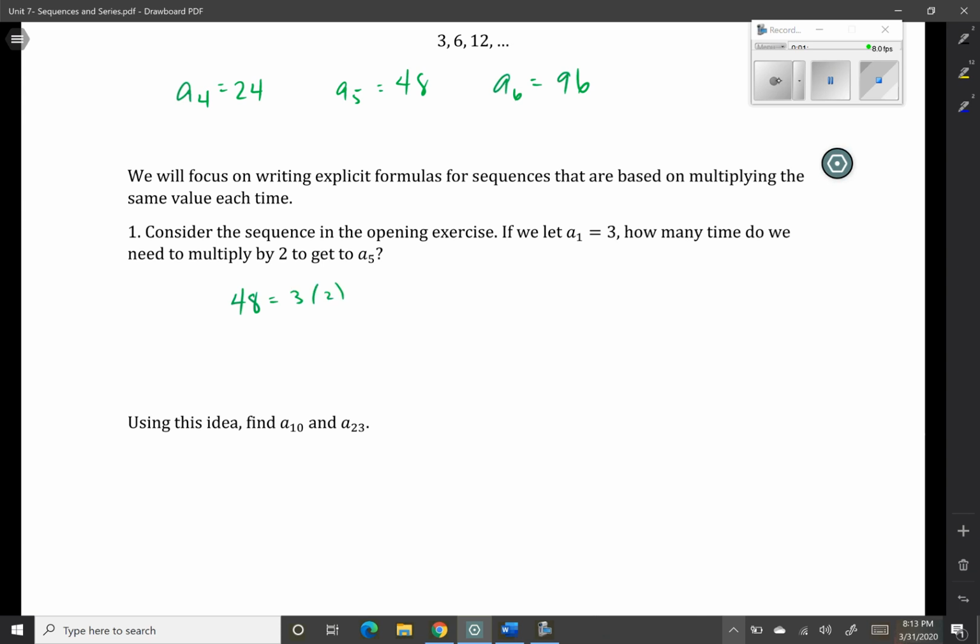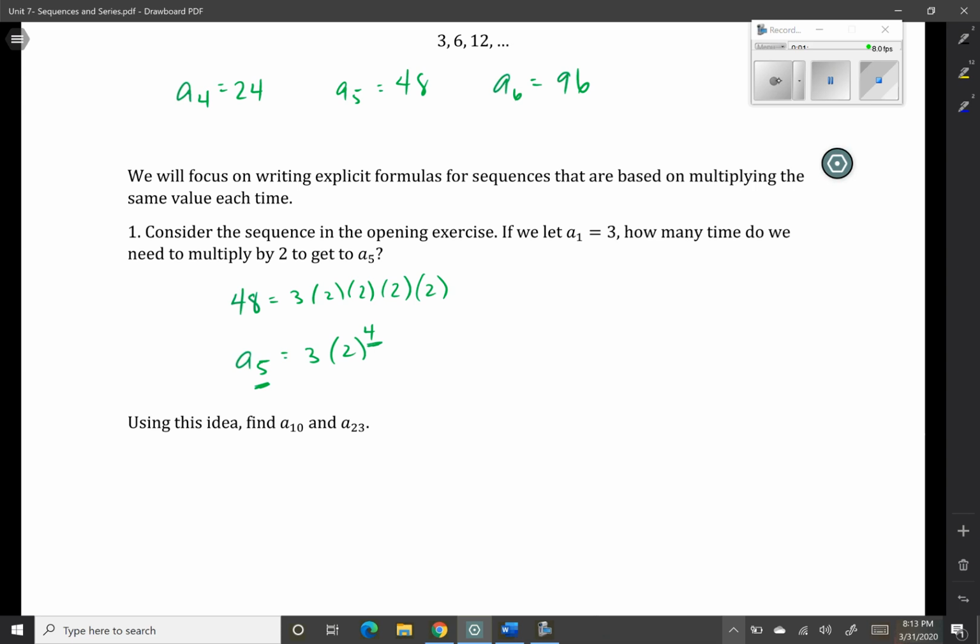So what I'm asking is, starting at 3, how many times do I have to multiply by 2 to get the 48? If I do it once, I have 6. If I do it twice, I have 12. 3 times, I would get 24. And one more time, I would make this true. So what we can say here is the term a sub 5 is equal to 3 times 2 to the 4th power. Notice the term we're trying to find and the exponent we're using are one apart from each other.